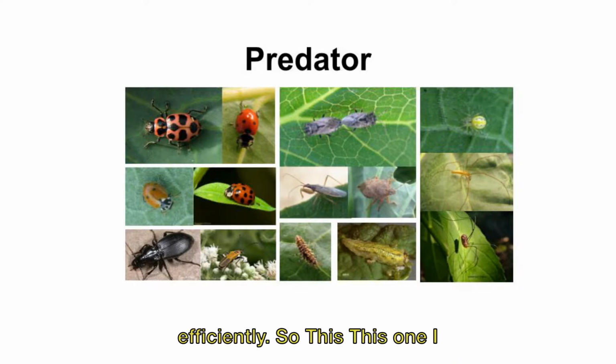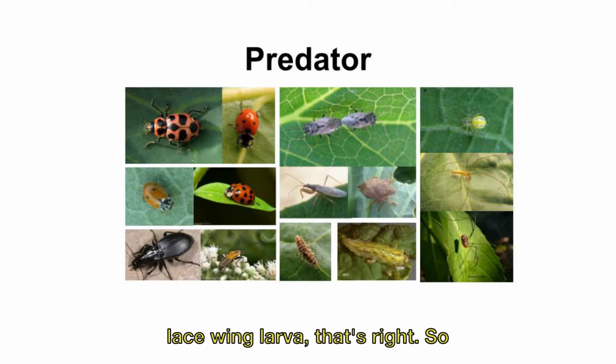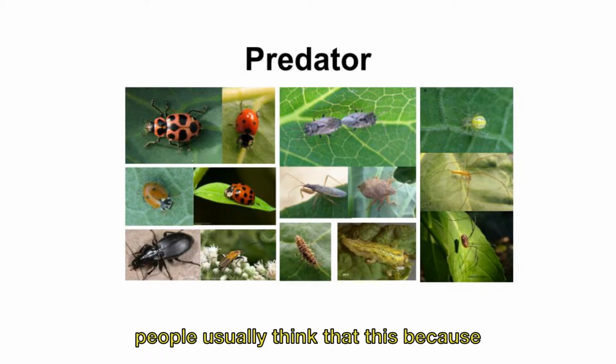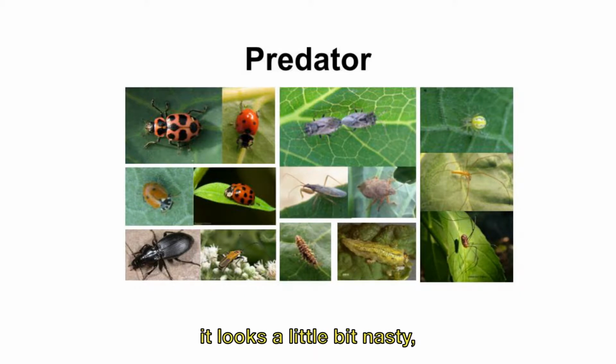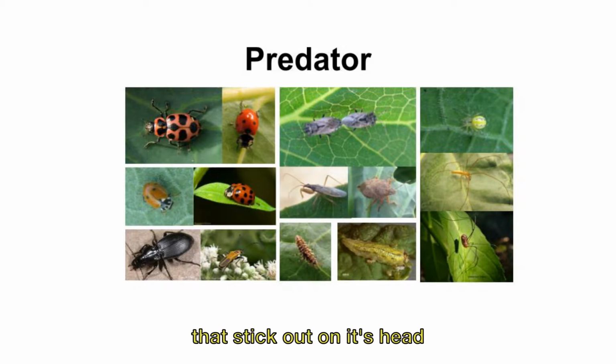This one I like to point out because people tend not to know what that insect is. It's the larva of something. Does anybody know? That's a lacewing larva, that's right. So people usually think that, because it looks a little bit nasty, it's a pest and they want to kill it, but it's really a good aphid predator. It has these huge mandibles. They're modified mandibles that stick out on its head, and it goes up to the aphid, stabs it from both sides, holds it up above its head and then starts drinking the juices that dribble out of the aphid. So it's a great aphid predator.